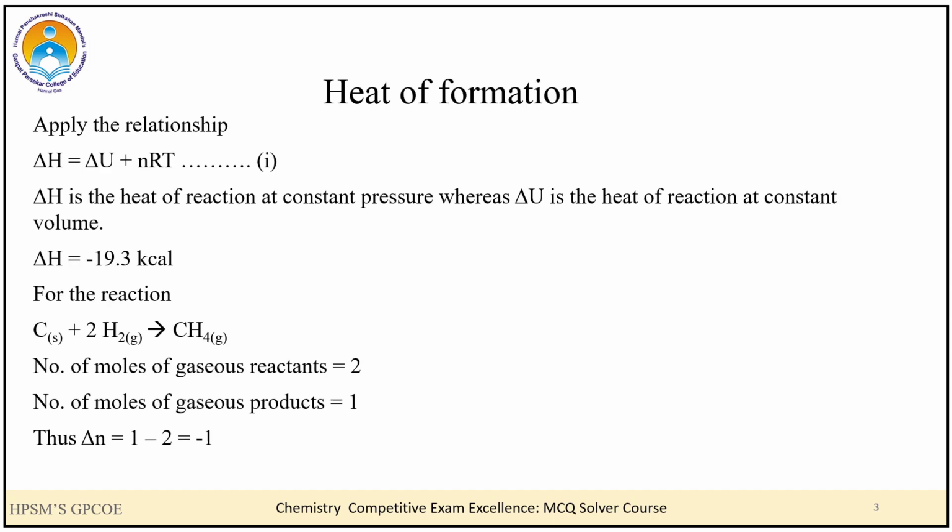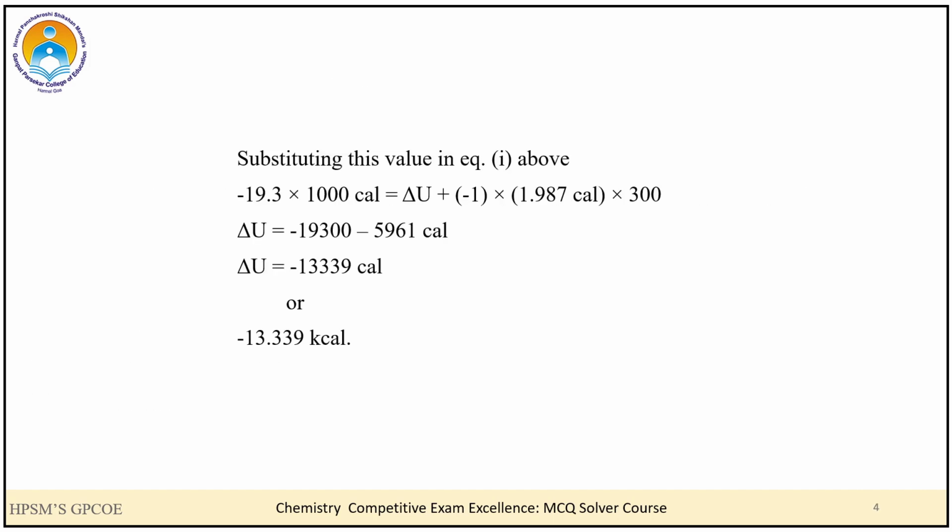This problem is based on the heat of formation. Applying the relation delta H equals delta U plus delta n RT, wherein delta H is the heat of the reaction at constant pressure, whereas delta U is the heat of the reaction at constant volume. Given that the value of delta H equals minus 19.3 kilocalories for the reaction C plus 2H2 giving CH4, the number of moles of the gaseous reactants is equal to 2 and the number of moles of the gaseous products equals 1. Thus, delta n becomes 1 minus 2, which is equal to minus 1.